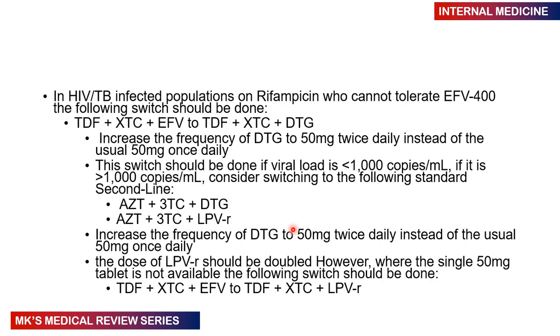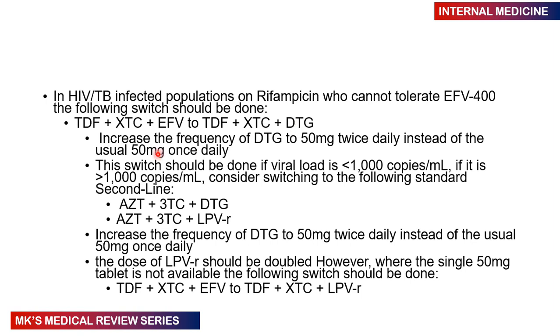Then, of course, in HIV and TB infected patients who are on rifampicin and they can't really tolerate efavirenz 400, then we want to switch them to our TDF, XTC, and dolutegravir. But remember, we want to increase the dosing of the dolutegravir to twice a day instead of once a day, because rifampicin actually stimulates the metabolism of dolutegravir through the UDP glucuronosyltransferase enzyme. Then this switch should be done if the viral load is less than 1,000 copies. If it's greater than 1,000 copies, then you want to actually consider switching them to a second line regimen.